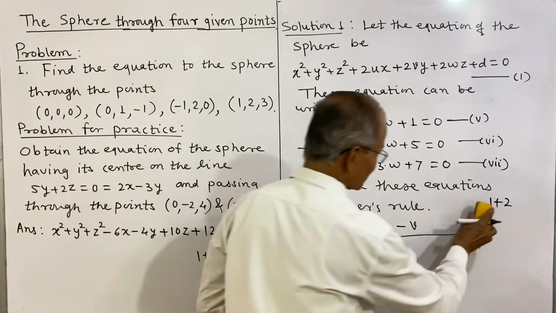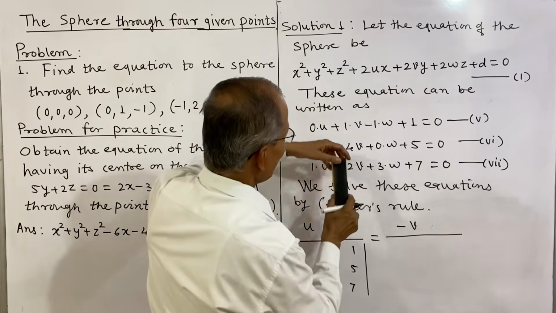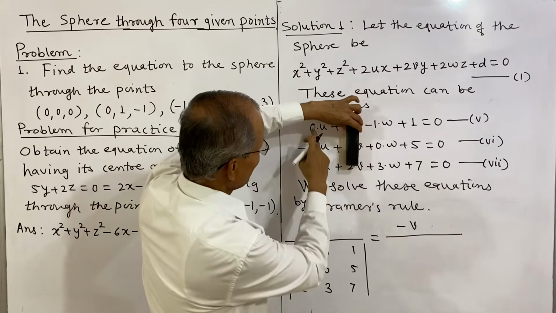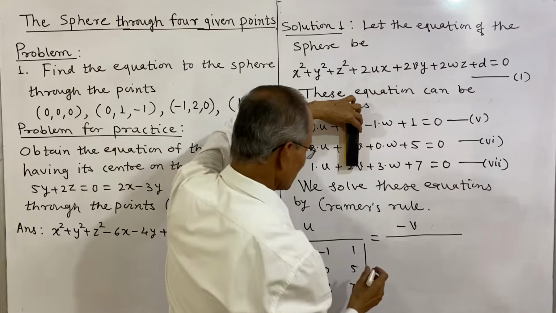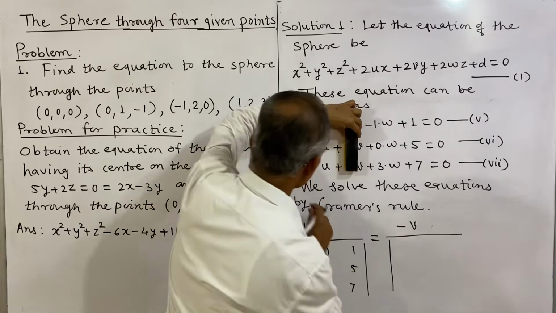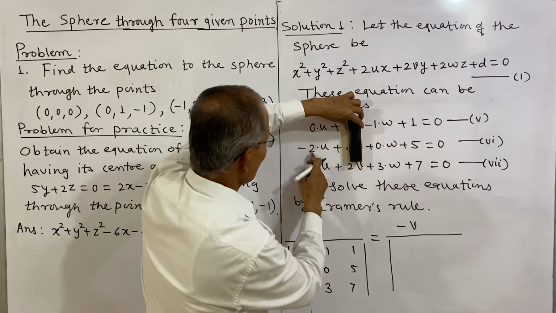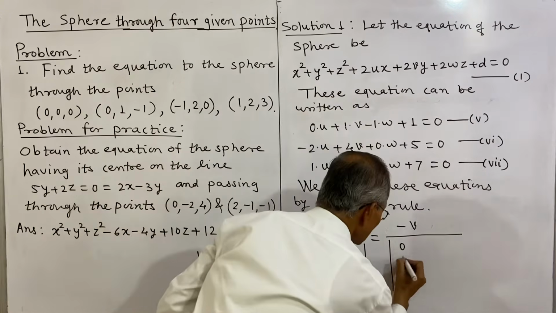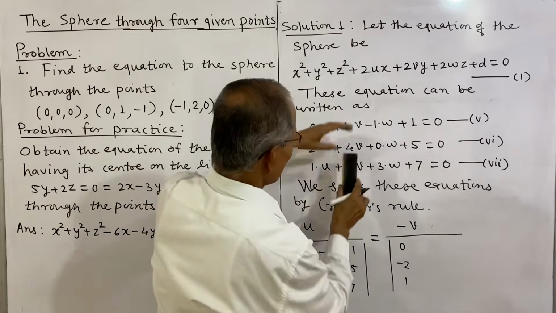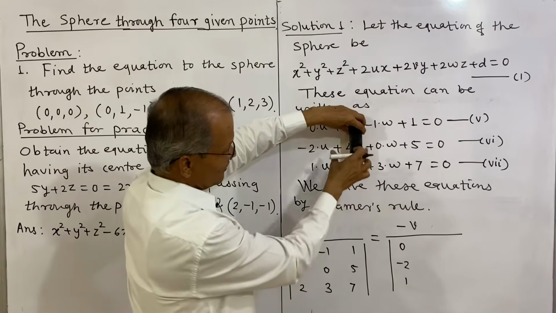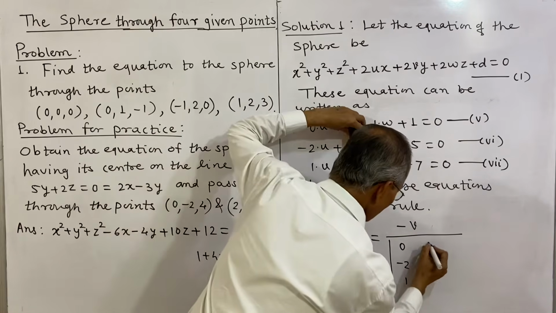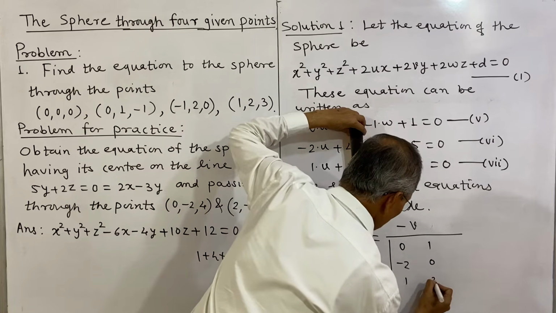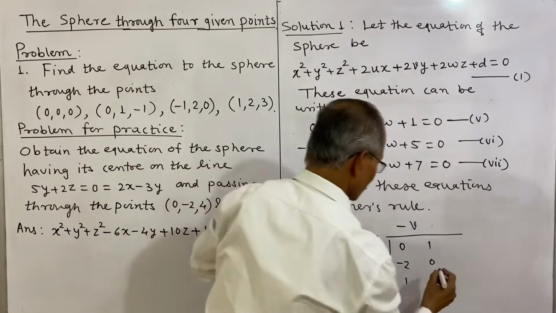So remember this for v, and again we hide the column of v and write the determinant of the remaining coefficients and these constants. You can write this column wise. This is 0, minus 2, 1, and then we are hiding the column of v, so the second column will be 1, 0, 3, and the third is 1, 5, 7.